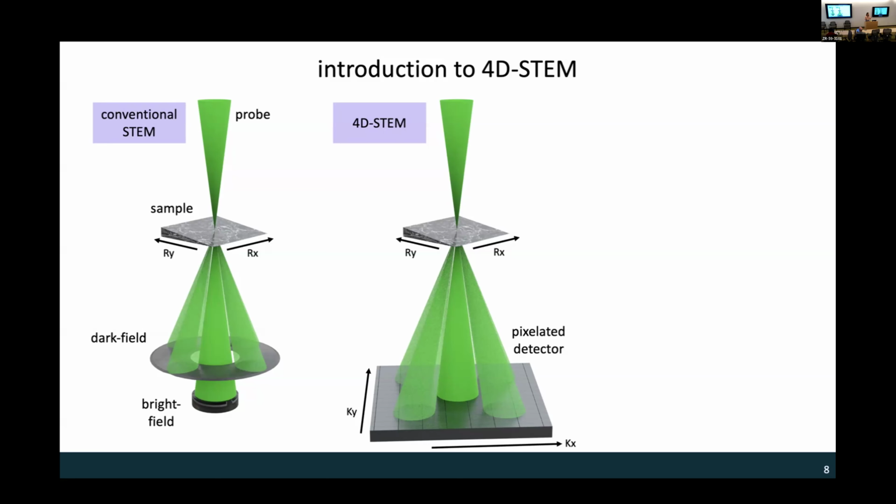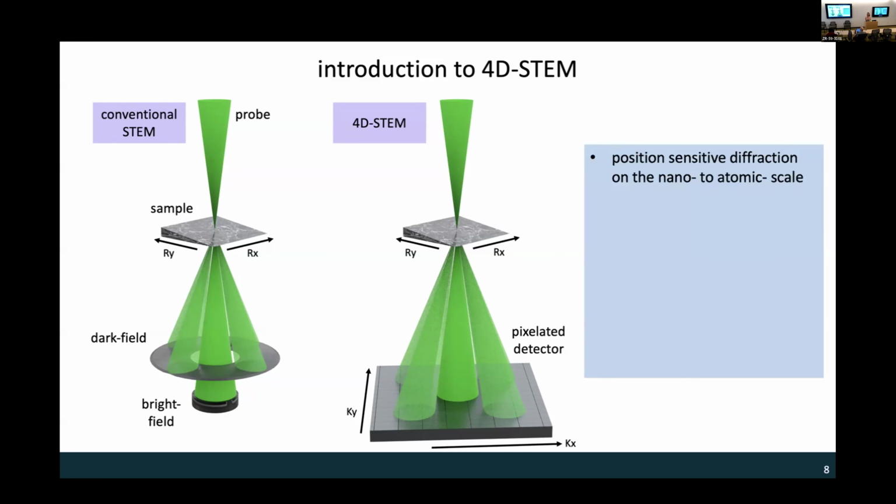So you have 2 dimensions in real space, 2 dimensions in reciprocal space, and you get very position-sensitive diffraction information. So now you can probe very small structural changes on the nano to atomic scale. This is great, but as we know, 4-dimensional data is not very human digestible without doing a certain amount of work. And that's what I'm going to be talking about now.